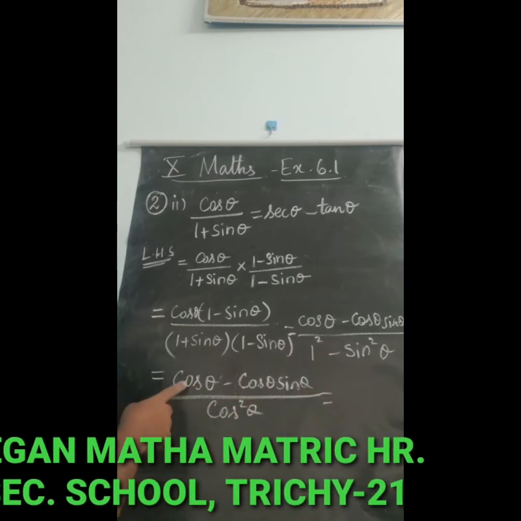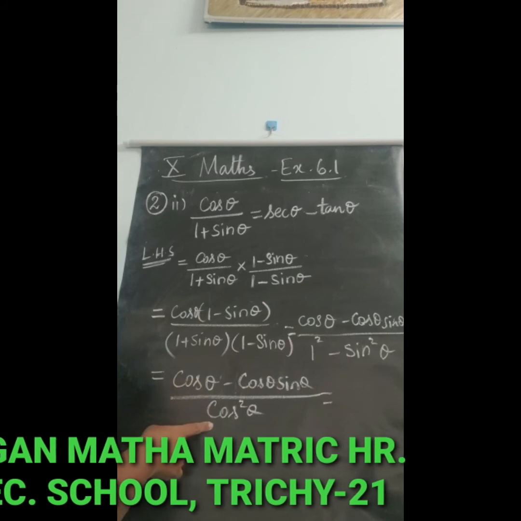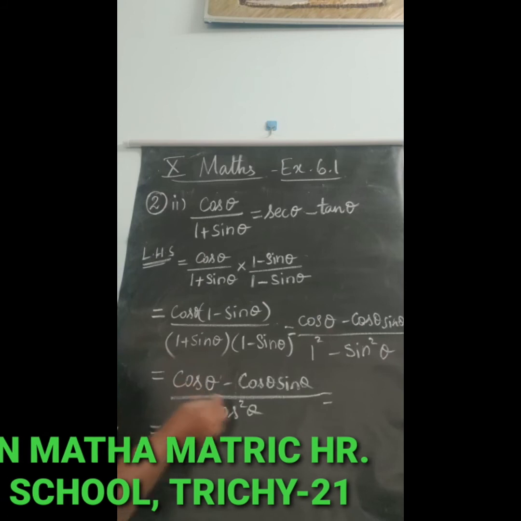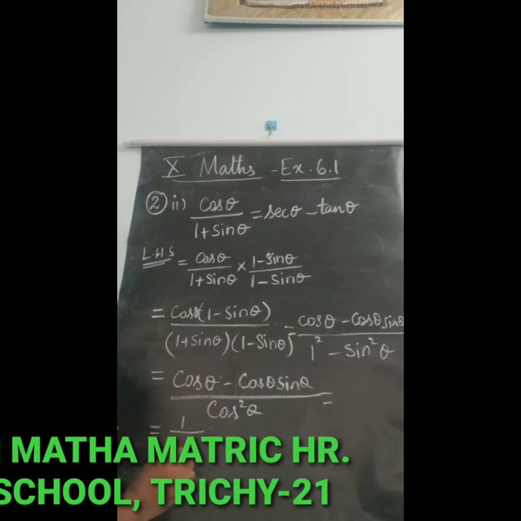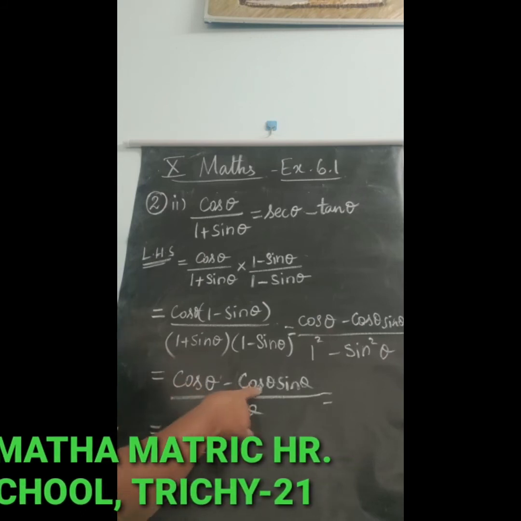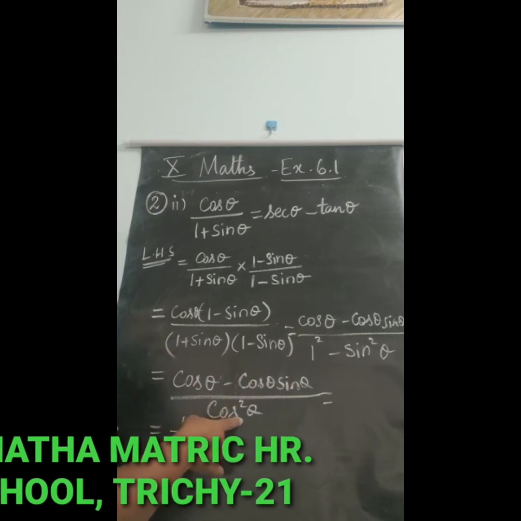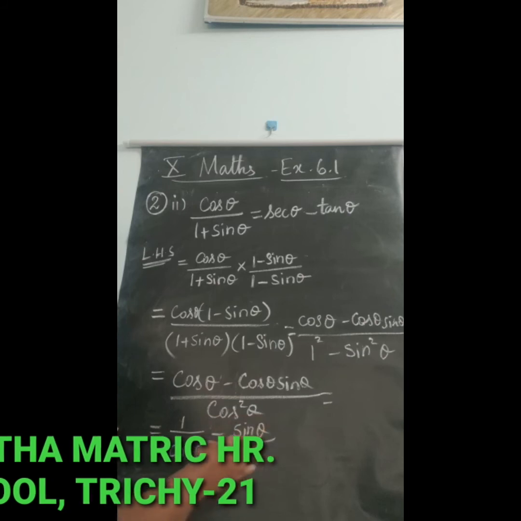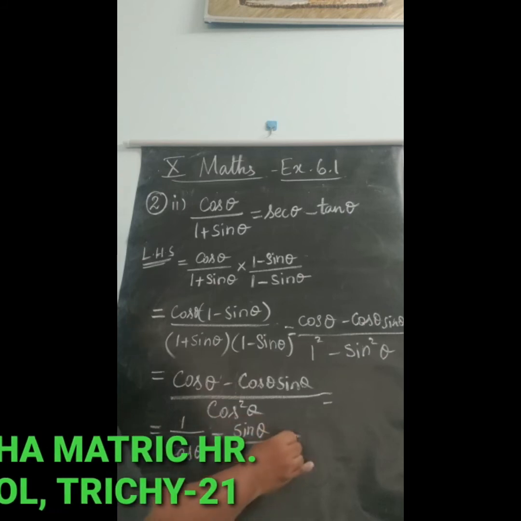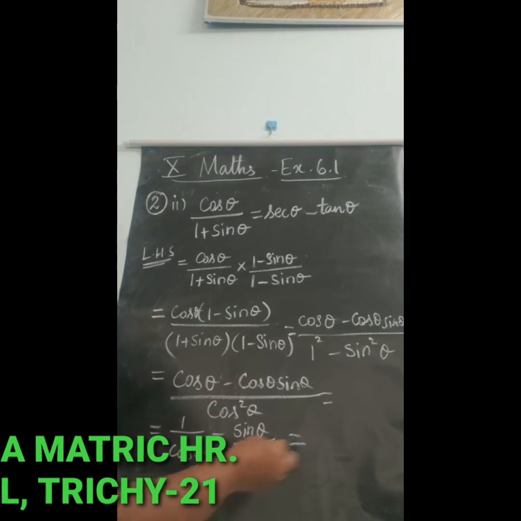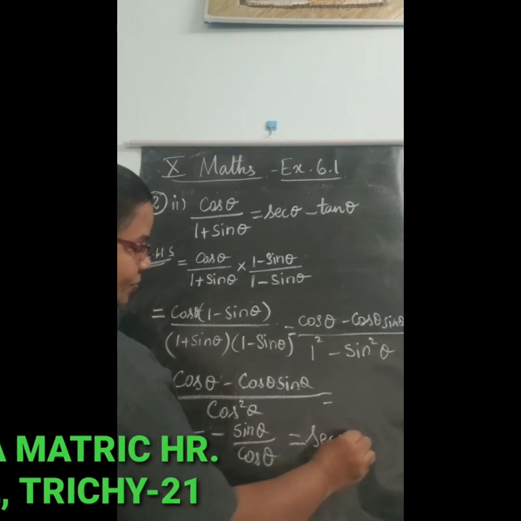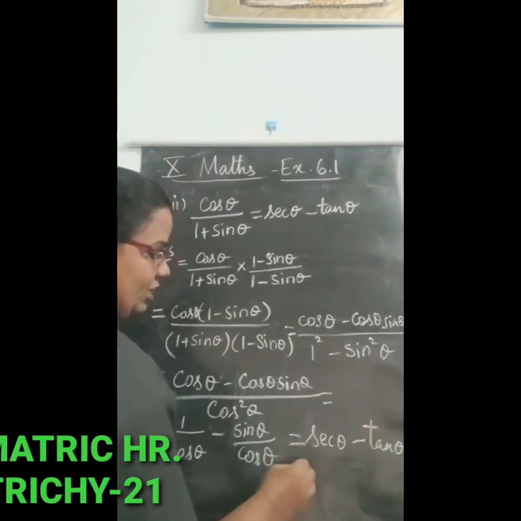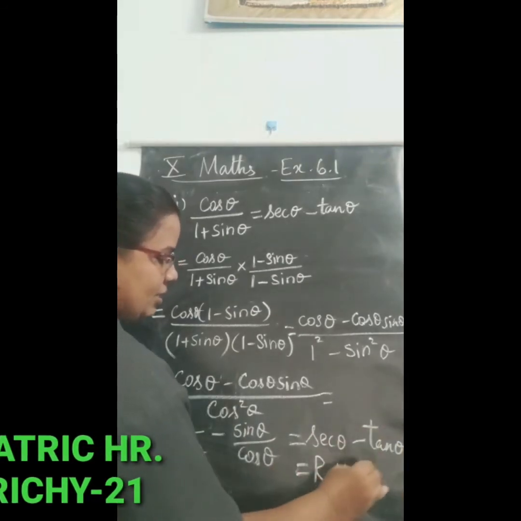Let us split this: cos theta divided by cos square theta means 1, cos theta cancel. So here cos theta cancel means 1 by cos theta, minus cos theta sin theta divided by cos square theta, means cos theta and cos theta cancel. So here sin theta divided by cos theta. So that is equal to 1 by cos theta value secant theta, minus sin theta by cos theta value tan theta. So that is equal to RHS, hence proved.